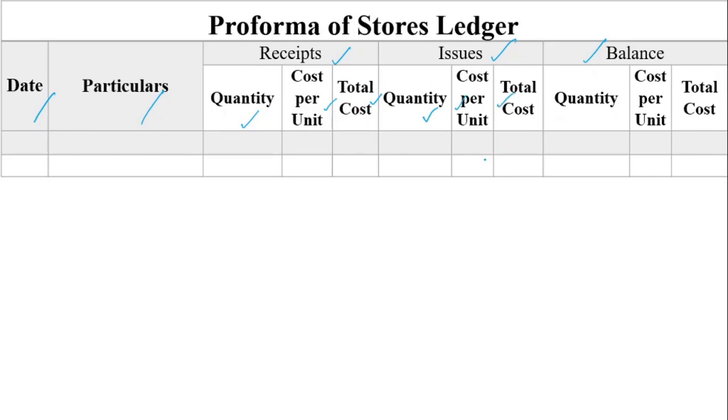After issuing the materials, there is a balance. Receipts are incoming, issues are going out, and the difference between receipts and issues is the balance. That balance is also shown in quantity, cost per unit, total cost. This is the way we need to prepare the stores ledger for pricing the issue of materials.